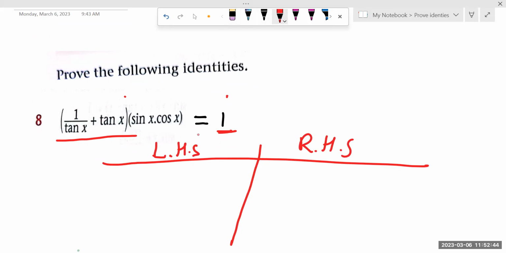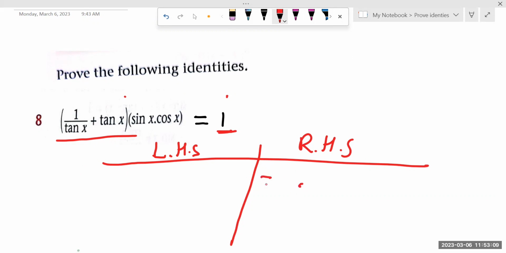So what does this mean? Here we're going to put everything that appears on the left-hand side, and here we're going to put everything that appears on the right-hand side. These are separated by an equal sign. An equal sign divides this into things that appear on the left-hand side and things that appear on the right-hand side. So on one side, you write all the things appearing on your left-hand side, and on the other side, everything appearing on the right-hand side.